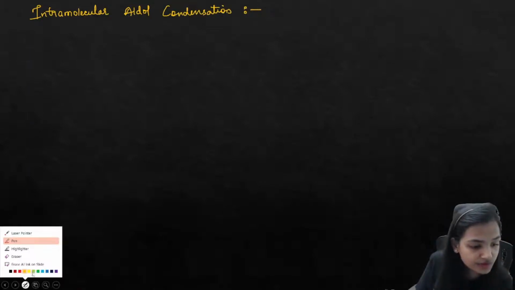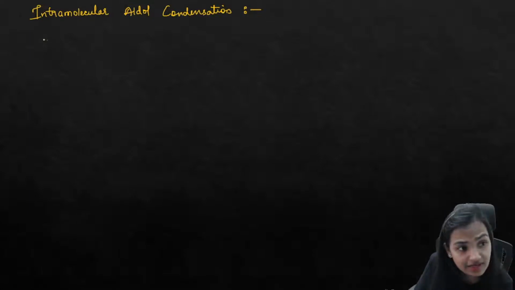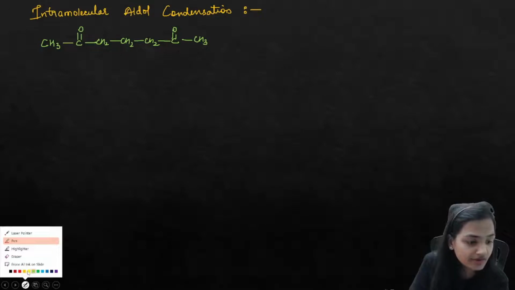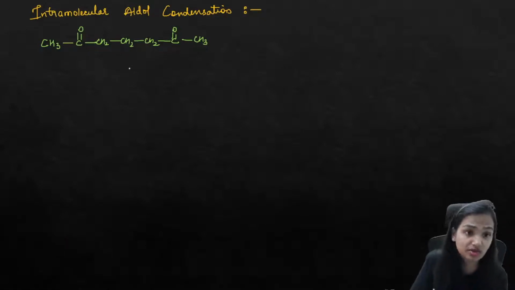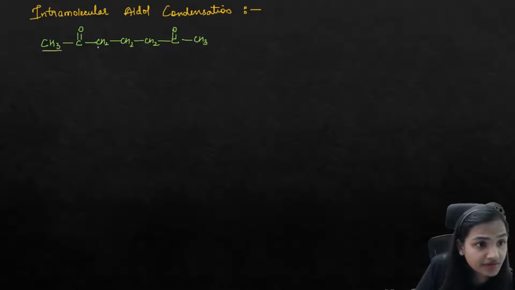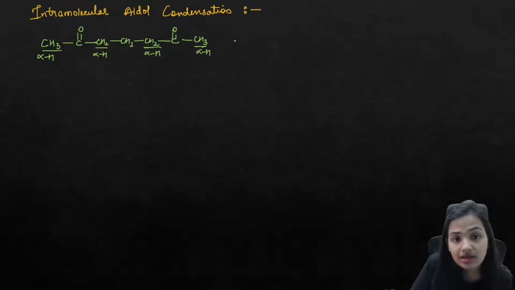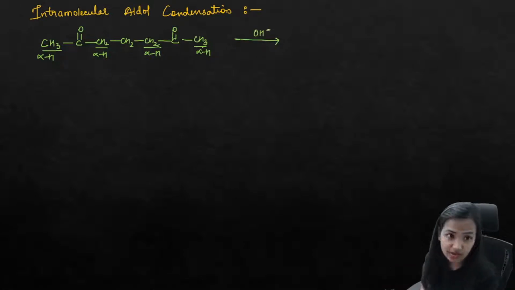So when I look at this particular molecule, let us take an example, CH3 C double bond O, CH2 CH2 CH2, and this is C double bond O CH3. Whenever you have the intramolecular aldol condensation, definitely you will be having alpha hydrogens. Yes, they all are alpha hydrogens. Alpha hydrogens are needed, and in the presence of a base, the reaction has to happen. We have so many alpha hydrogens.